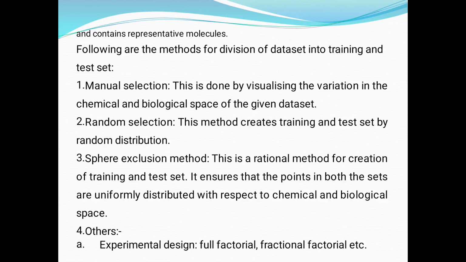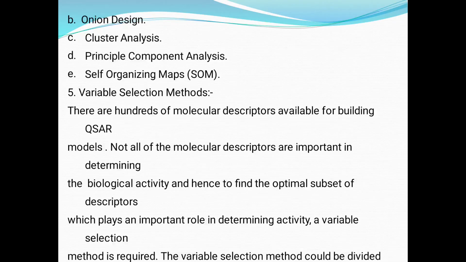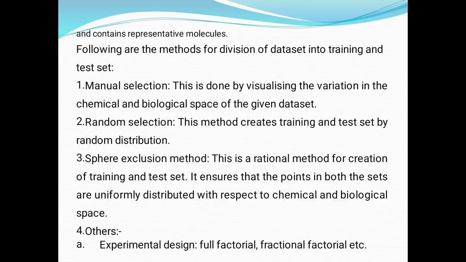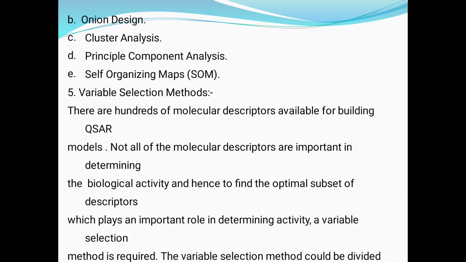Sphere exclusion method is a good method. This is a rational method for creation of test and training sets. It ensures that the points in both the sets are uniformly distributed with respect to chemical and biological spaces. Then you also have other methods like the experimental design, full factorial design, fractional factorial design, onion design, cluster analysis, principal component analysis, self-organizing maps. These are some of the other methods. Then you have variable selection methods also.